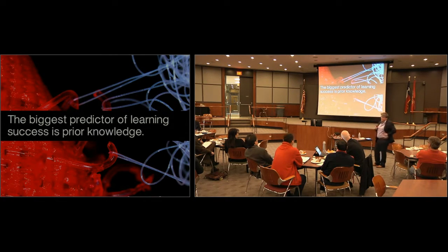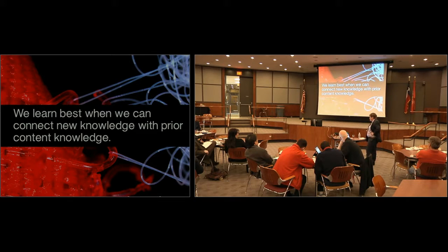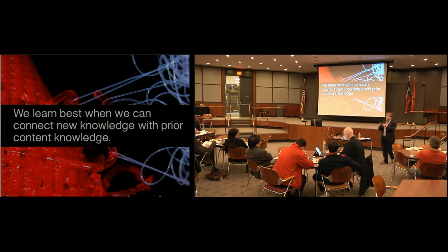The biggest predictor of learning success, the strongest correlate, is prior learning. We learn best when we can connect new knowledge with prior knowledge. And that's what we're trying to do in a flipped classroom: build some of these prior loops up so that when we come to class, it's easier for students to make those connections. So we're trying to expose students before they come to class to some content knowledge, to make it easier for them to do the harder work during class time.